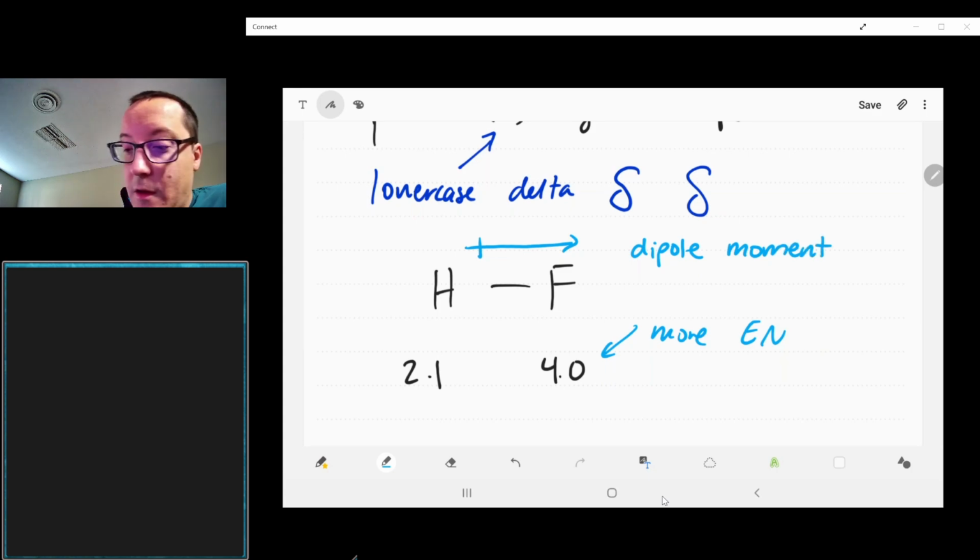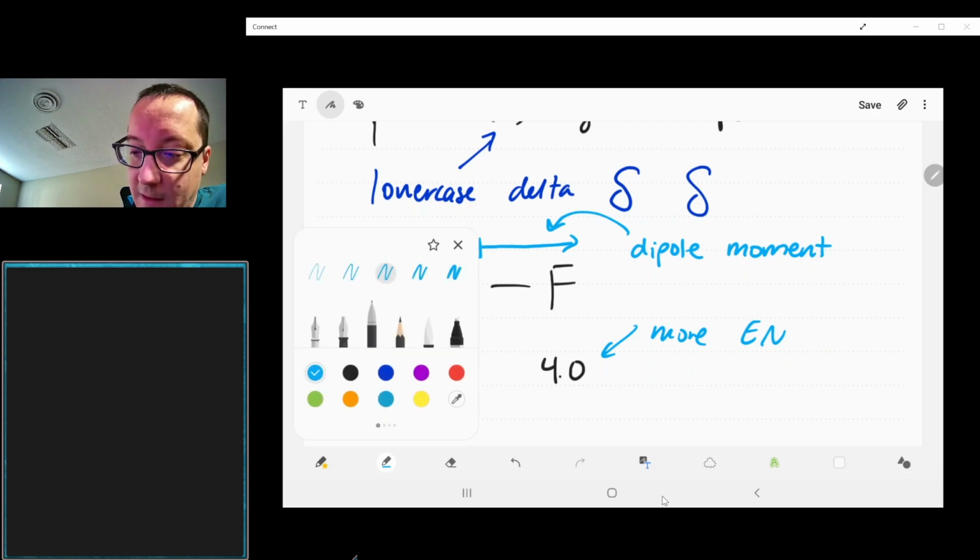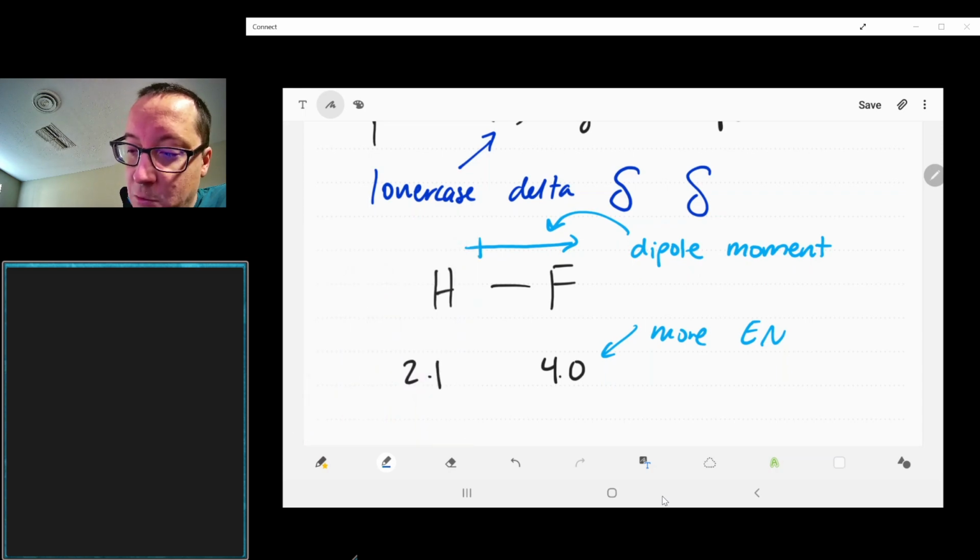That's what this thingy is. I guess I shouldn't use an arrow to point to an arrow, but whatever, it's all good. Where we see that this side of the molecule is going to be a little bit negative. This side is going to be a little bit positive. And so we use this little arrow called a dipole moment to show this. And so the dipole moment there shows you where the electrons are being kind of attracted to.